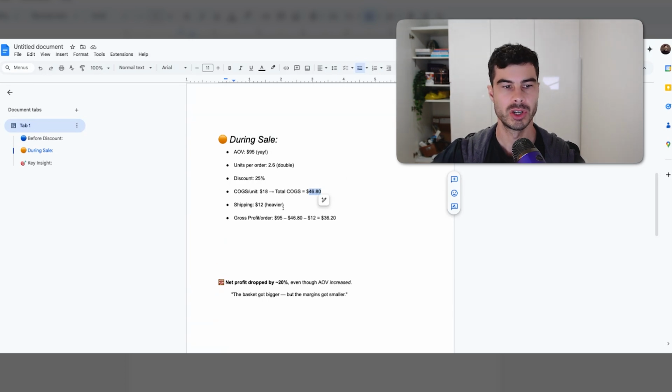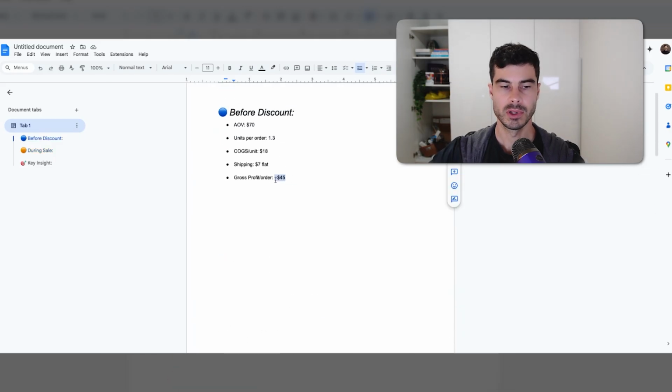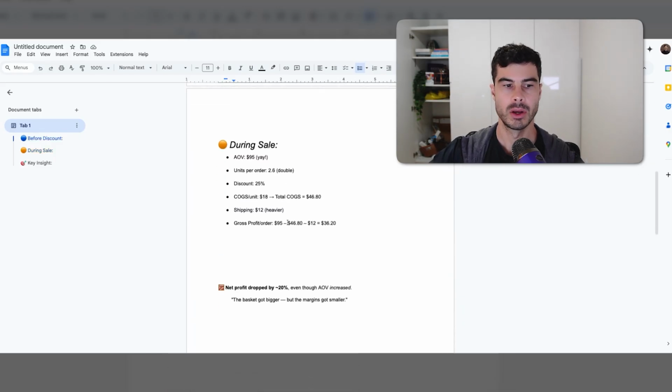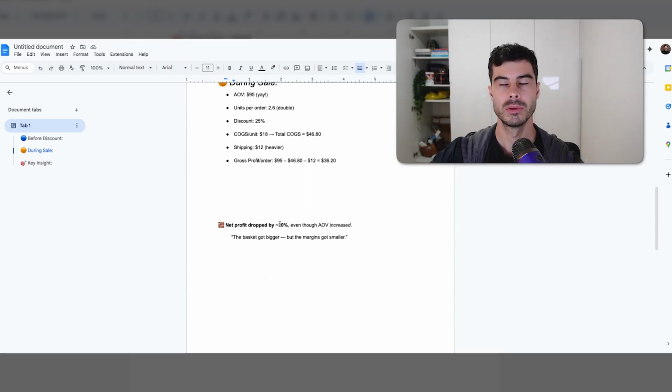marketing efficiency ratios. So you'll also see in this example, during the sale, there might be more shipping costs if there's obviously more items in that order. And so you're seeing the gross profit here is $36. Well, previously it was $45. So all of a sudden they've actually lost profit, even though there's a higher cart value, they might be seeing more revenue. So profit in this example dropped by 20%, even though the average order value increased.